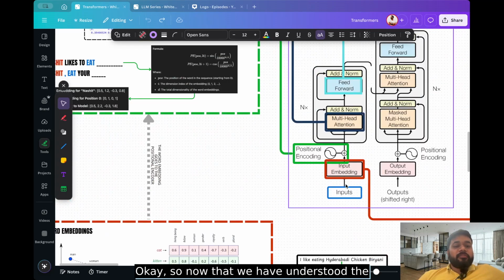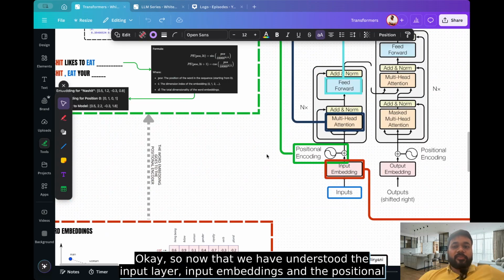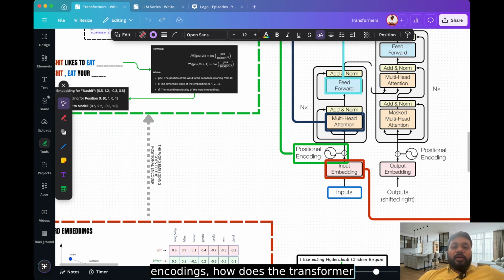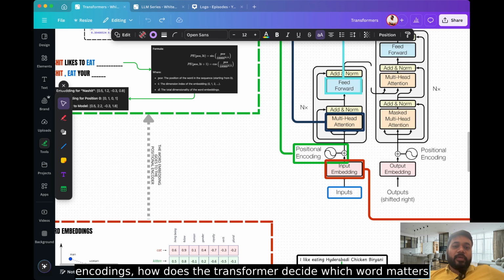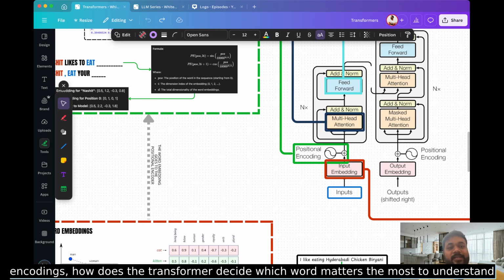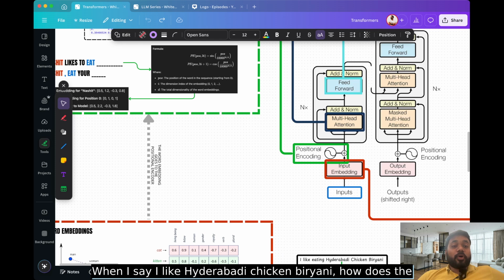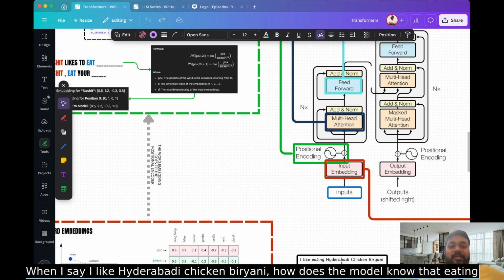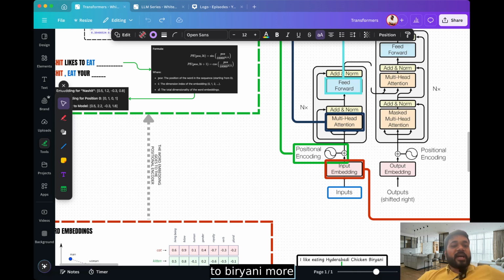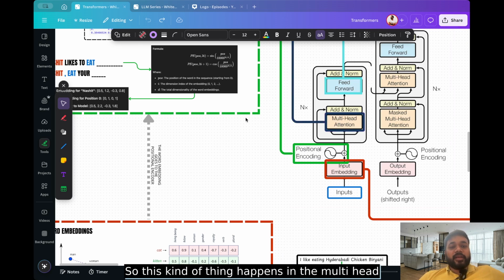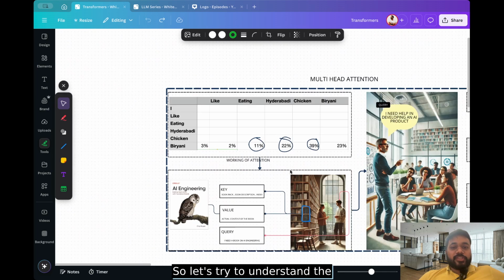Okay, so now that we have understood the input layer, input embeddings, and the positional encodings, how does the transformer decide which word matters the most to understand the entire sentence? When I say, I like Hyderabadi chicken biryani, how does the model know that eating relates to biryani more than I? So this kind of thing happens in the multi-head attention. So let's try to understand the multi-head attention now.